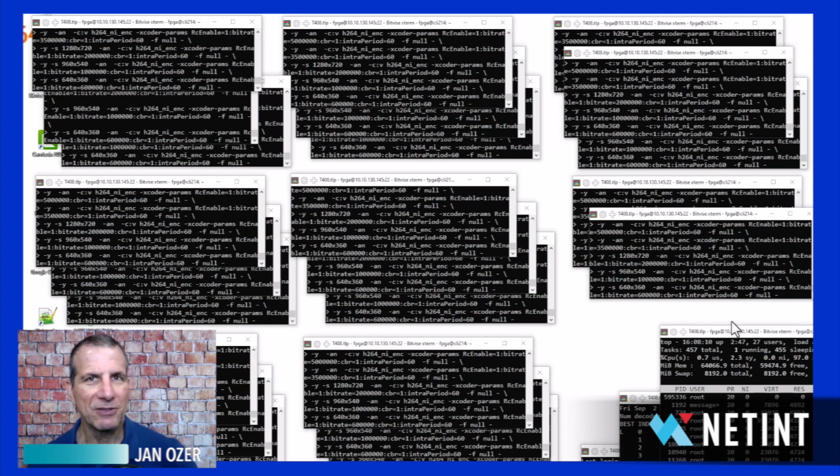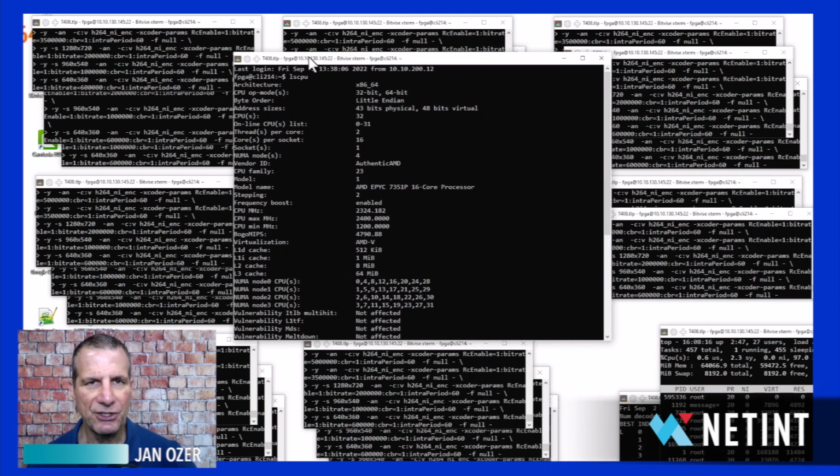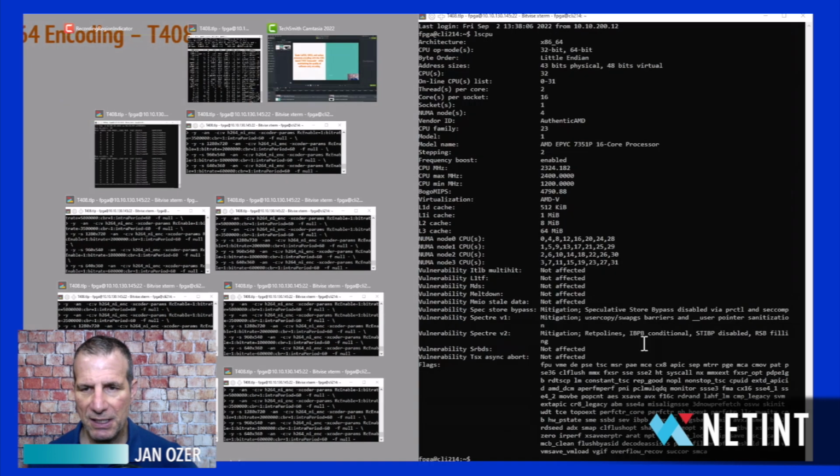Now we're about to run the T408s in the same system, and we've got a much busier desktop because we're going to be encoding many more ladders. So let's get this out of the way. Just wanted to show you that we're working on the same system we were a moment ago. It's the AMD EPYC 7351P Dell with 32 cores. So that's the system.